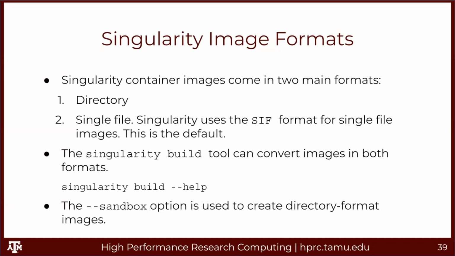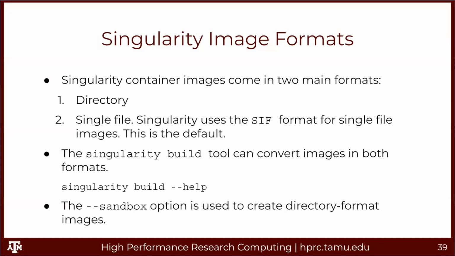The tool that we use with Singularity is named singularity build, and that is the one that can convert images in both formats. So if you are converting to a directory format image, then you use the sandbox option to specify that the destination will be a directory format. So let's see what that looks like.